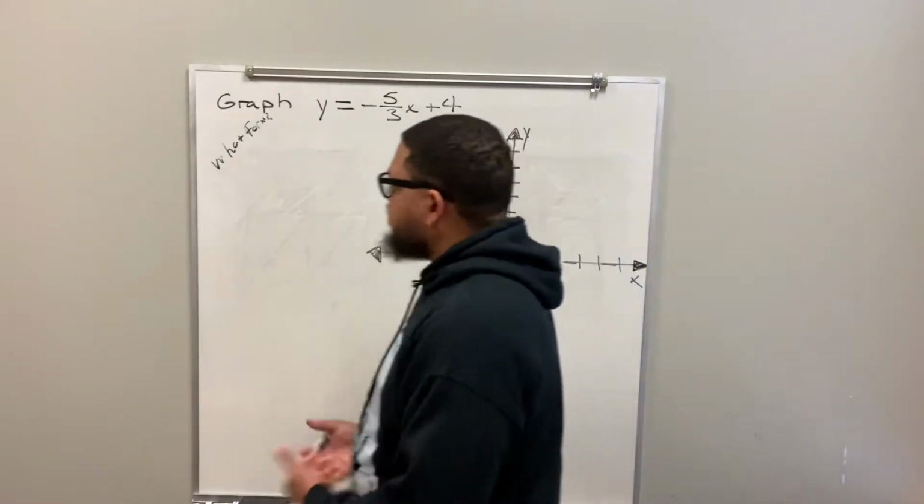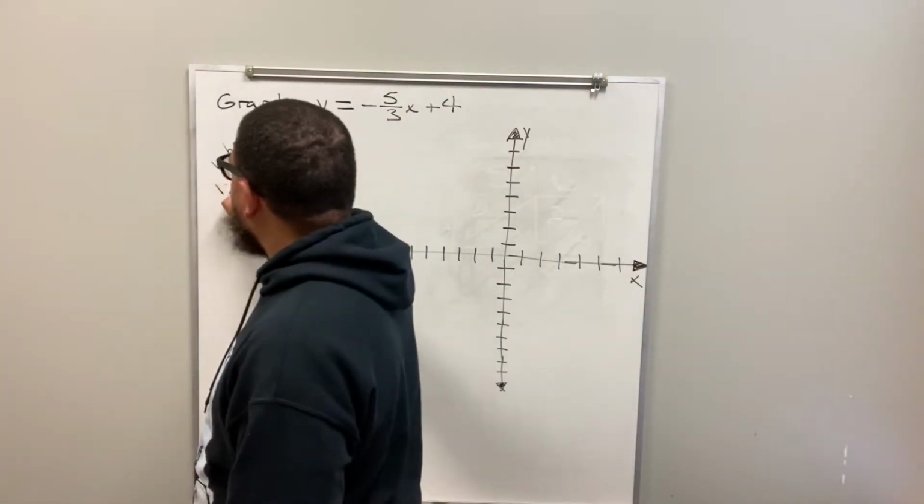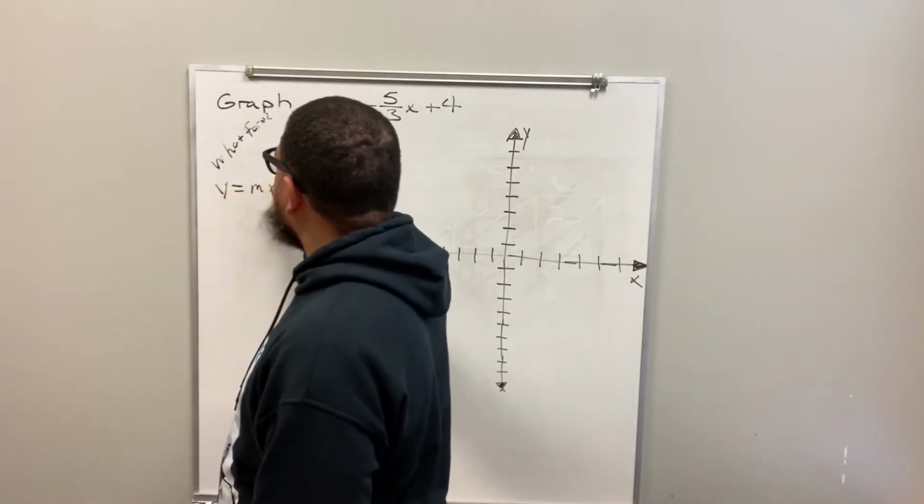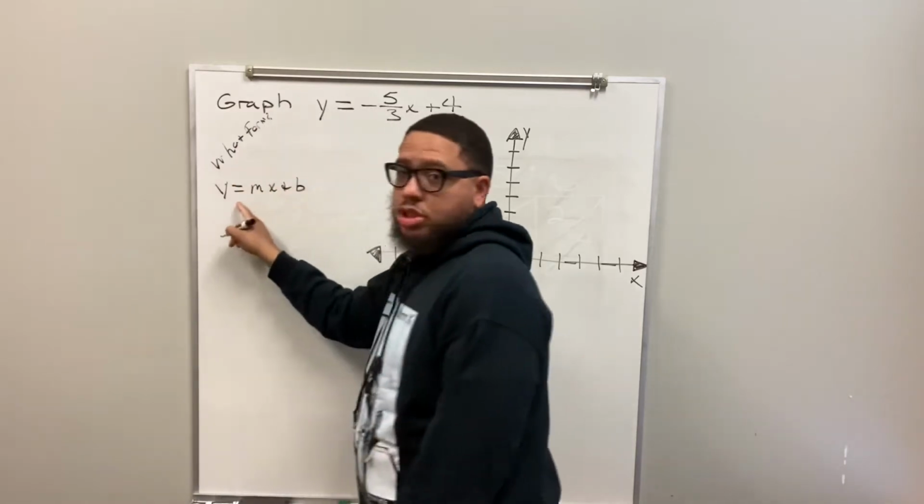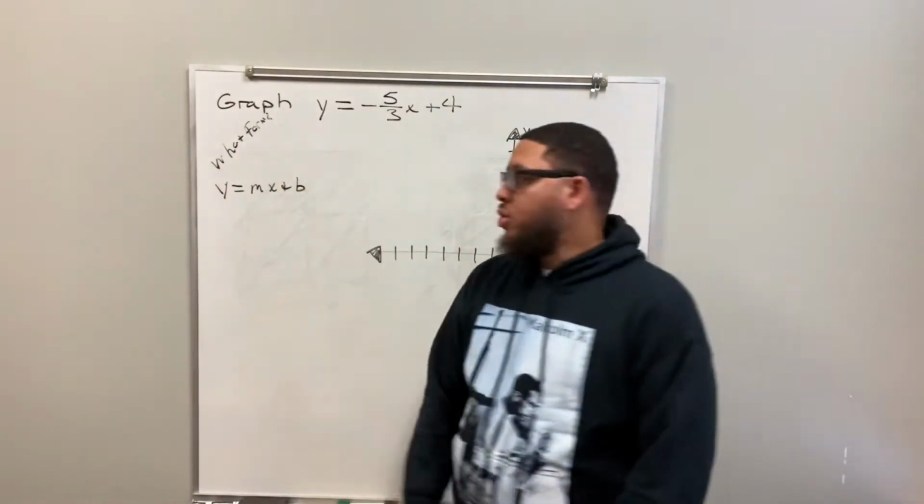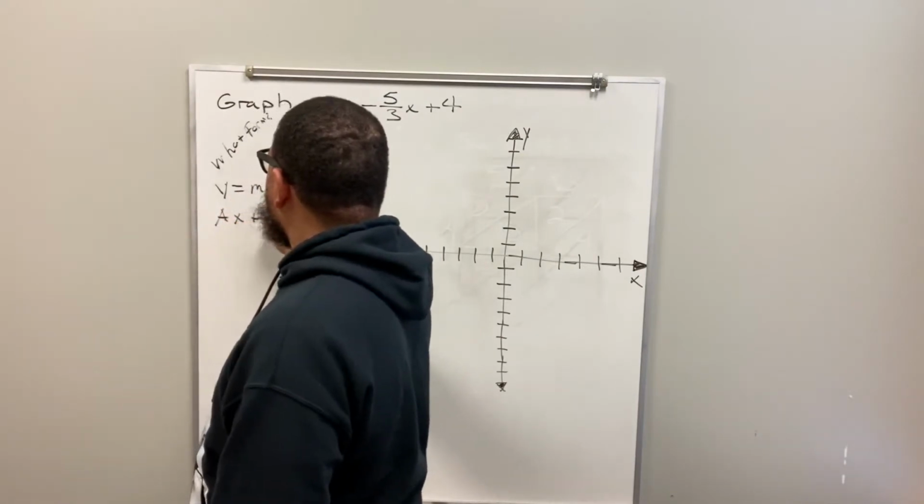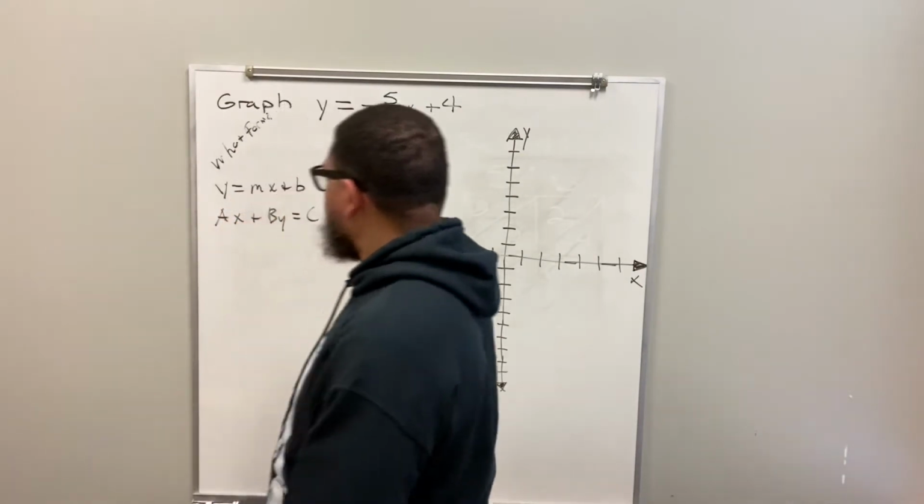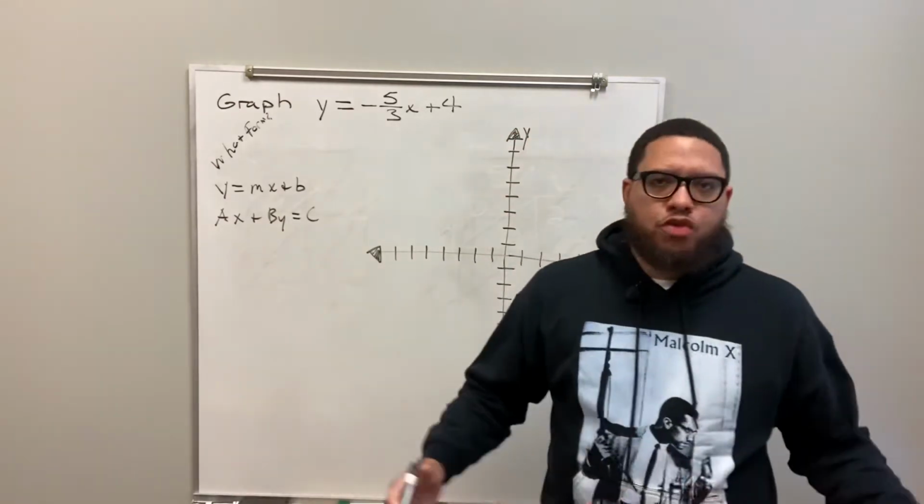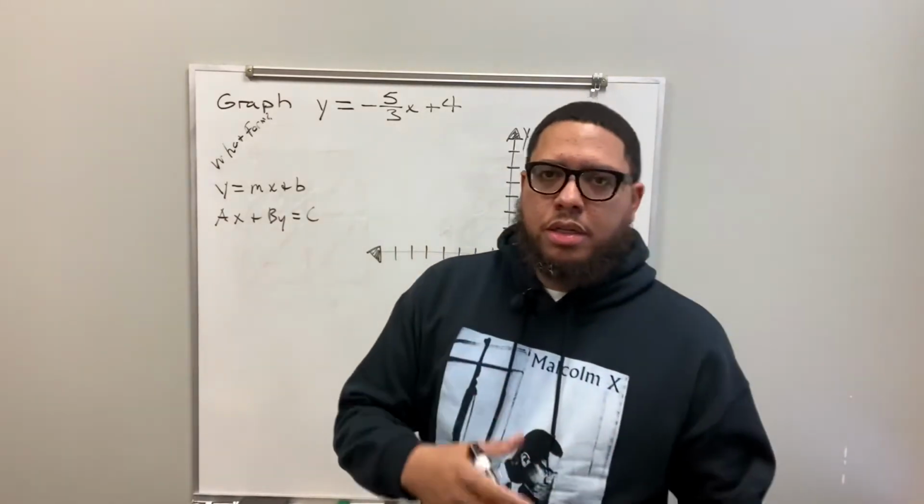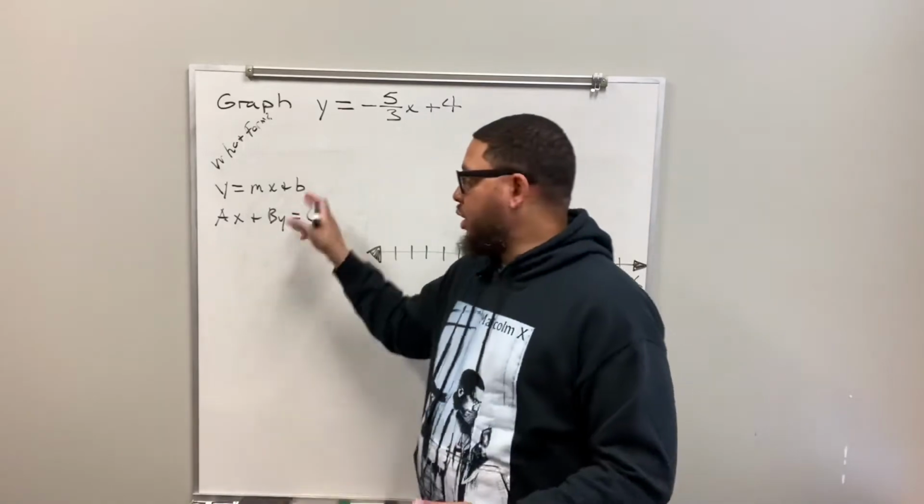It could be y equals mx plus b. That's called the slope-intercept form, right? Or it could be in standard form, ax plus by equals c, right? Those are the two main forms that you're going to see linear equations written in. One of these two, right?